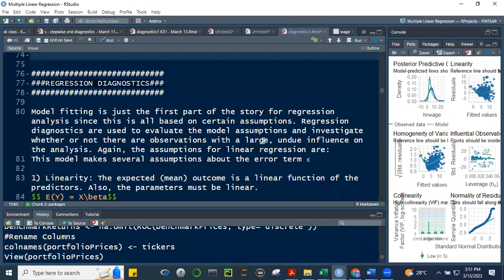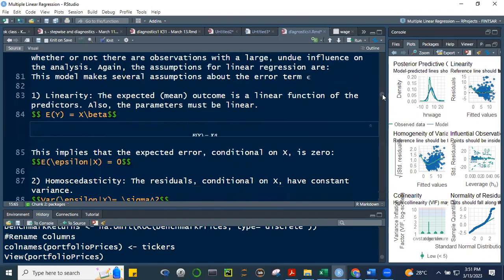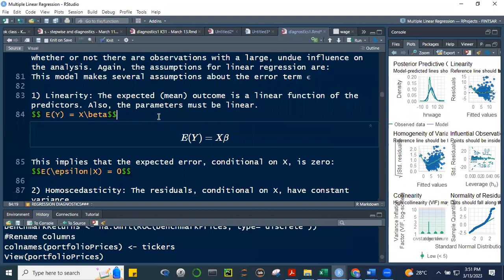We have to check and test whether our model violates the assumptions of our classical linear regression model. So what are the assumptions? Let's have a quick review. Number one, linearity. When we say linearity, the outcome y is a linear function of the predictors.